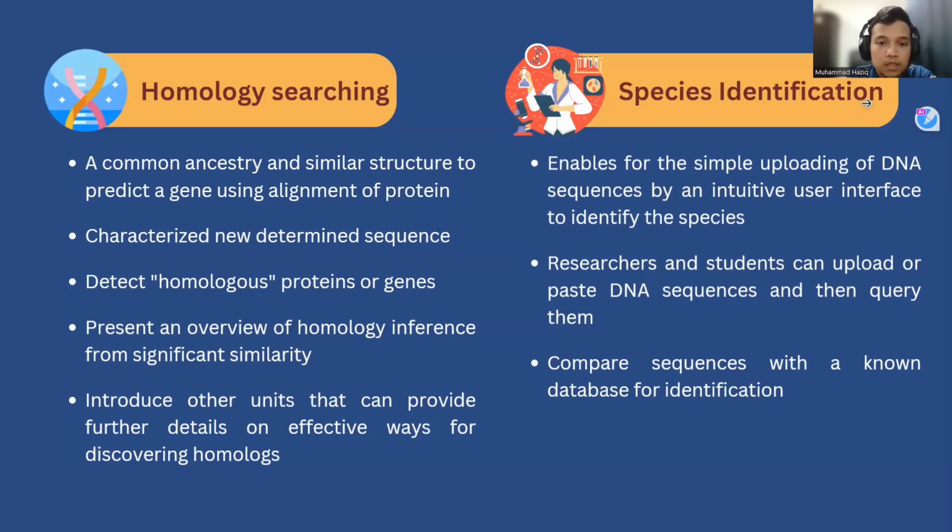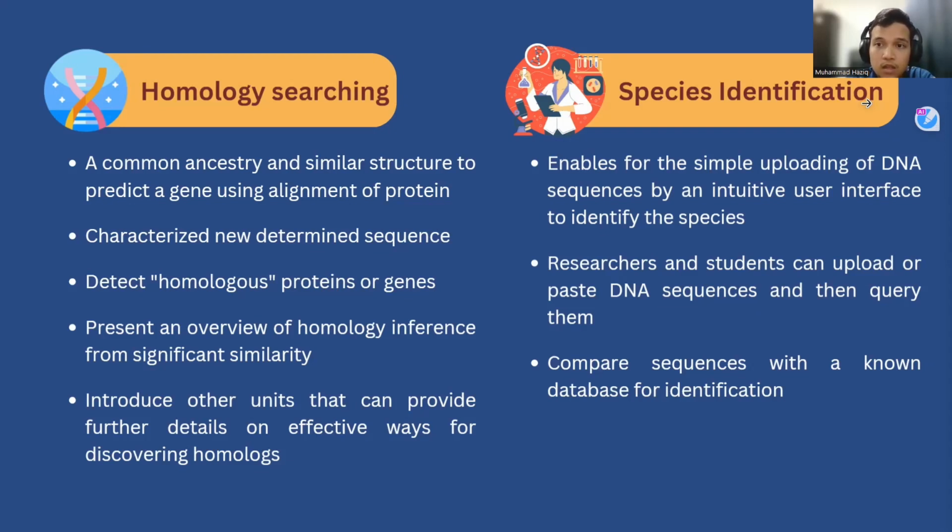The second use of BLAST is homology searching. Homology means a common ancestry and similar structure, used to predict a gene using alignment of proteins. BLAST can be used to characterize newly determined sequences, and it can also detect homologous proteins or genes by looking for statistically significant similarities that imply common ancestry. Therefore, BLAST can present an overview of homology inference from significant similarity and also introduces other units that can provide further details on effective ways of discovering homologs.